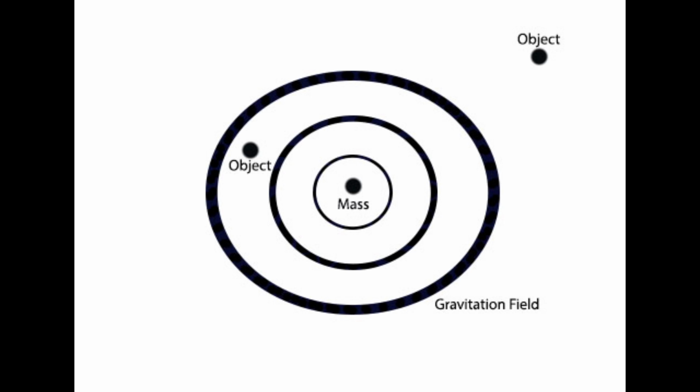Now last, we can see that the two objects were at different distances, and therefore they had different accelerations, with the closer object accelerating faster. However, if the two objects were the same distance from that mass, then they would both have the same acceleration.